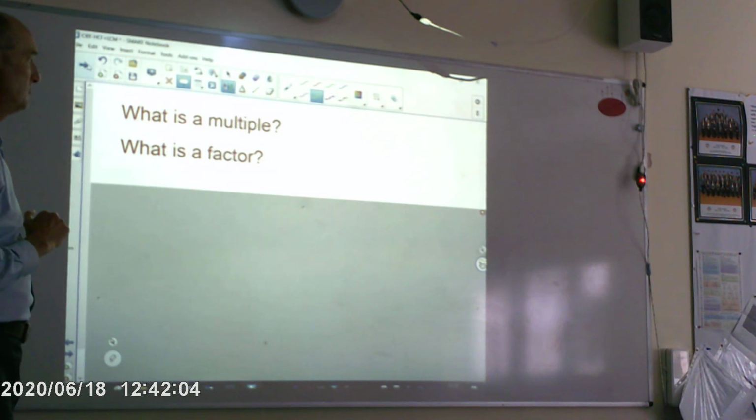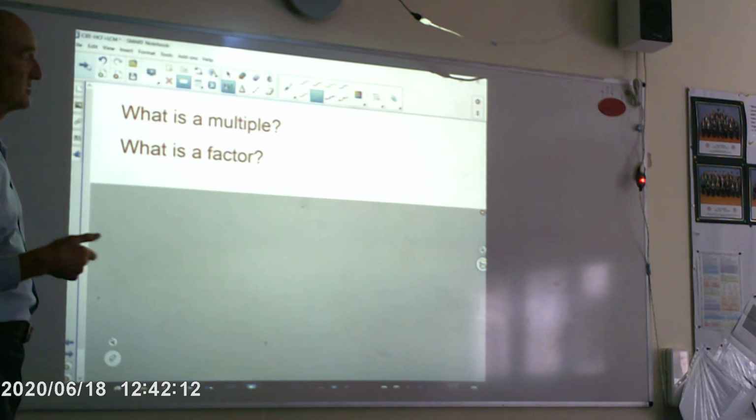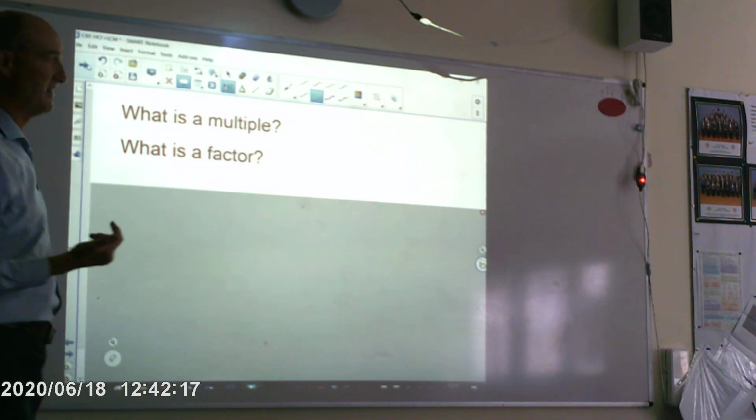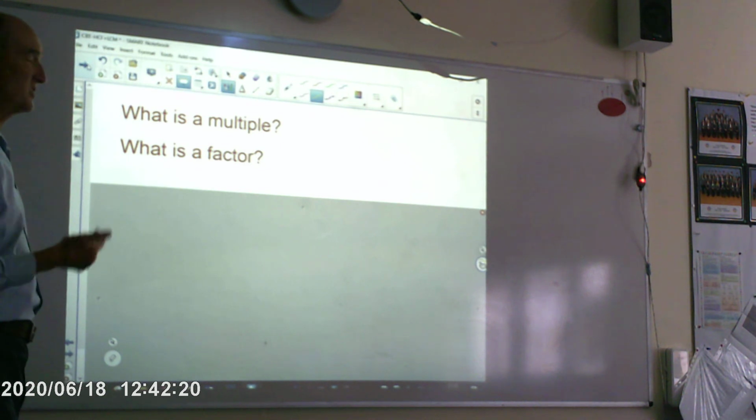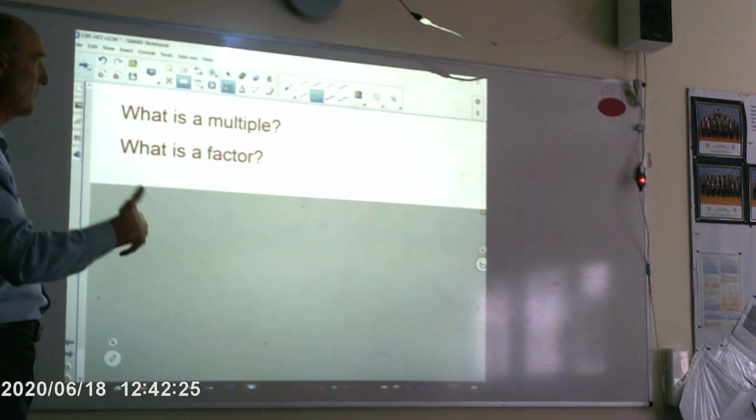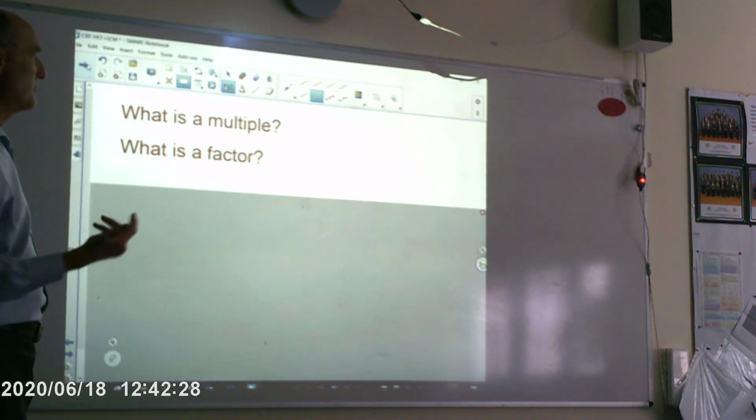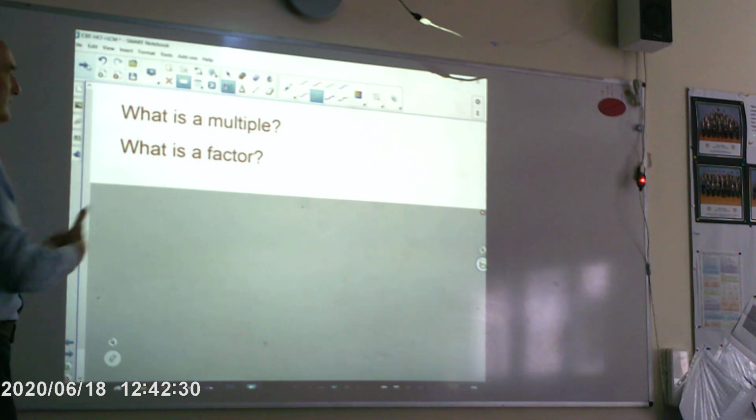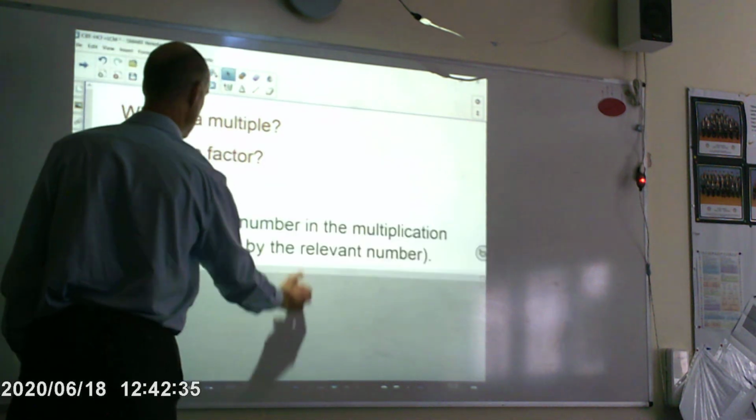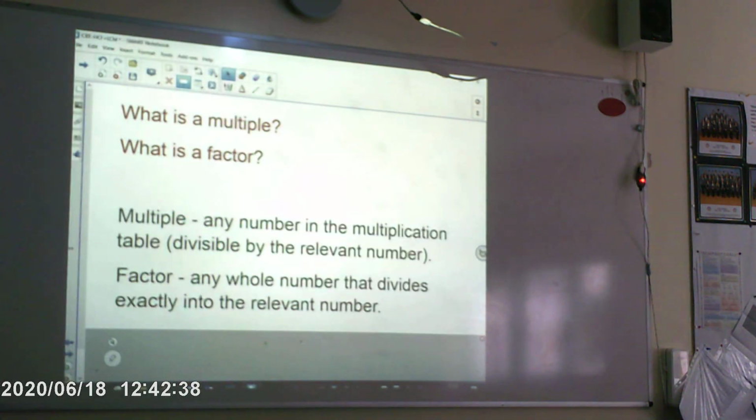Okay, what is a multiple? We've already talked about this. It's anything that's in the times table. So multiples of 7 would be 7, 14, 21, 28, etc. What is a factor? So if you had 100, what is a factor of 100? It's any number that divides into 100, so 1 and 100, 50, 25, 20, 4, 5. Any number that goes into it is a factor, okay? Divides exactly into a number. So you need to know those. What is a multiple? What is a factor?